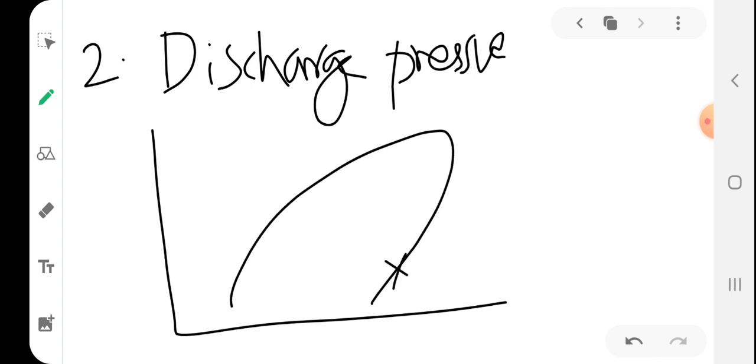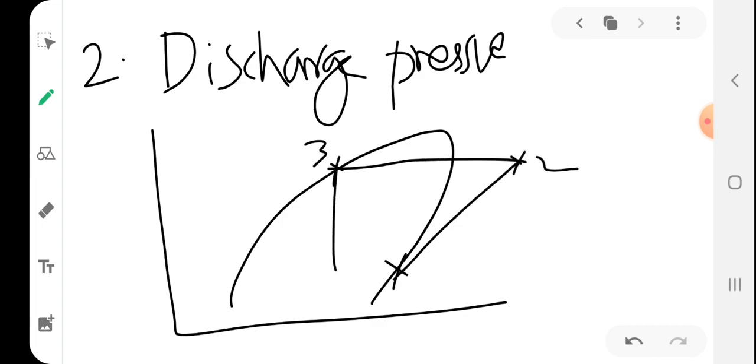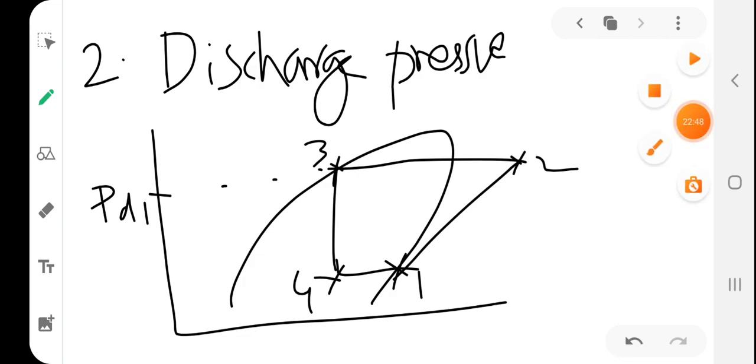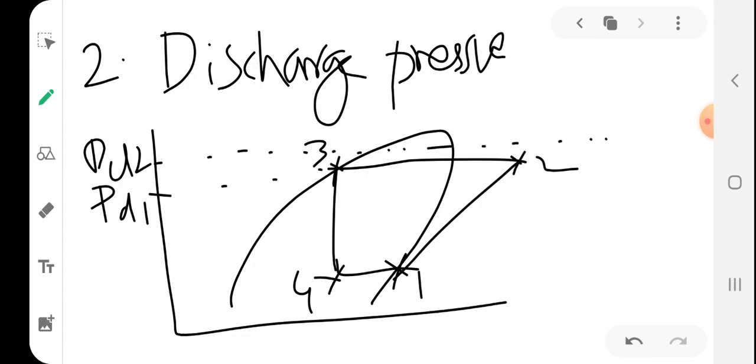So this is 1, 2, 3, 4, 1. This is a discharge pressure PD1. If I increase the discharge pressure to some PD2, where PD2 is greater than PD1, then 1 to 2 dash will be, so this will be the 2 dash.